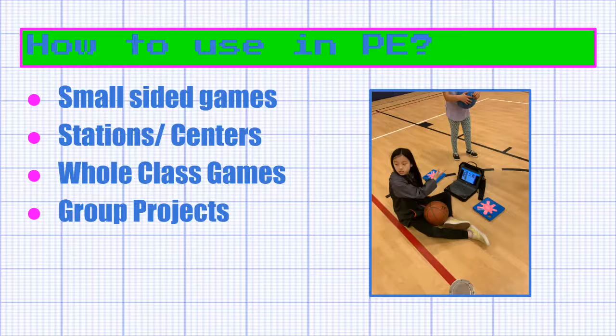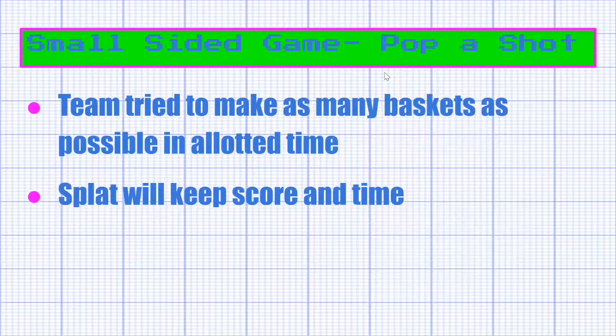So the first one, small sided game. Another thing that's really awesome about these is you don't have to recreate everything. You can take a game or an activity you already do and just modify it and incorporate the splats. For example, this game is called a Pop-A-Shot game. I use this just during our basketball unit. Some of my students actually created this, which we'll talk about here in a minute.